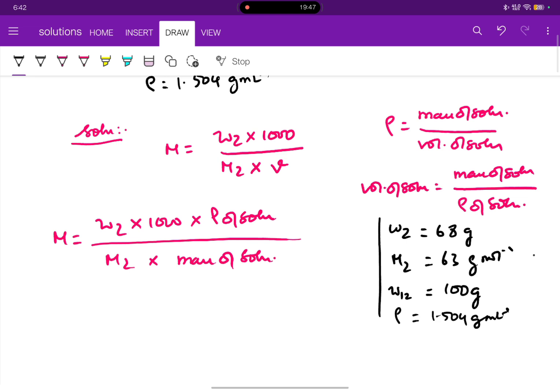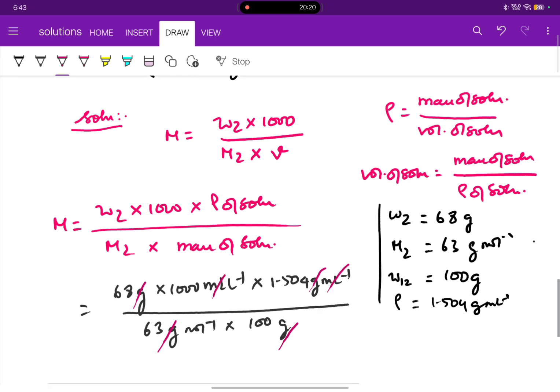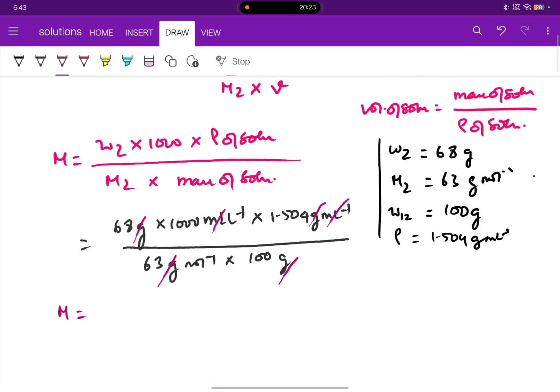Let us substitute the data. W2 is how much? 68 gram. Substitution with units you should do. 1000 ml per liter. Density, how much have they given? 1.504 gram per ml, divided by molar mass, 63 gram per mole. Mass of the solution, 100 gram. Now what is similar? Gram cancels, gram cancels, ml per ml is gone. So all together your answer will be M is equal to, the answer should come in mole per liter. We can cancel and simplify these two as well. This is 10 times.